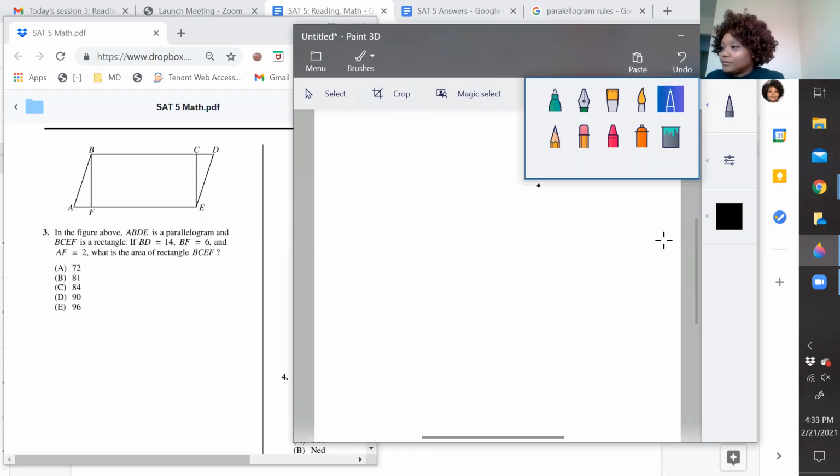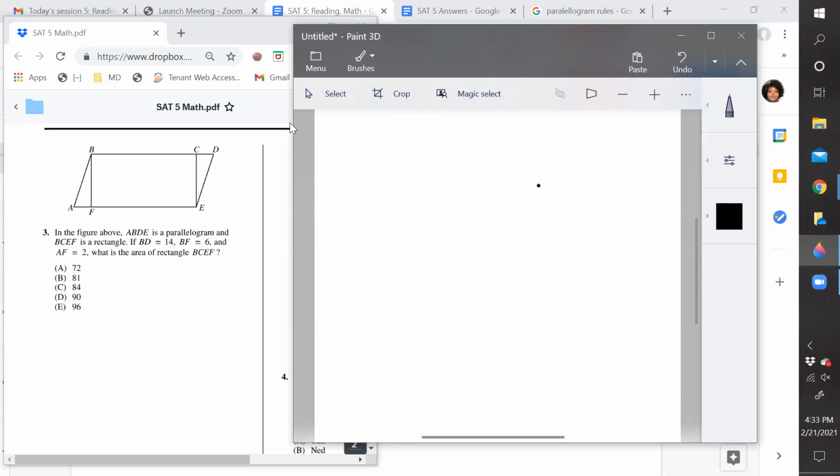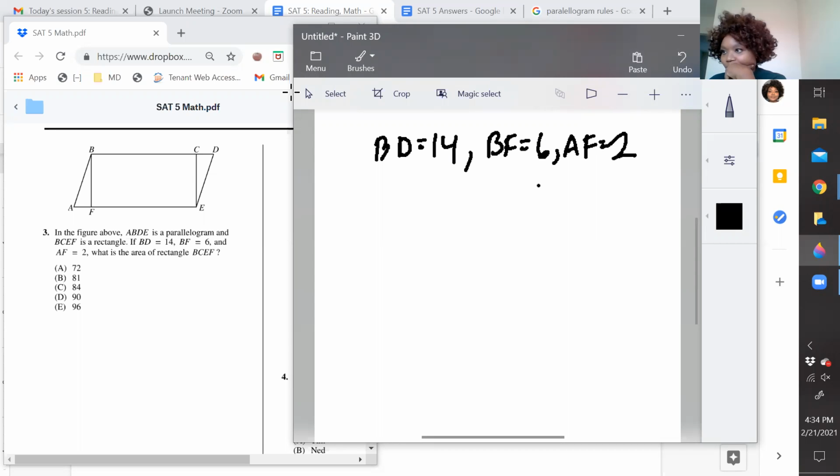Go ahead, please. Okay, so I got A for this. It gives some of the sides. So BD would be 14, BF is 6, and AF is 2. And BF is already a side of the triangle that we're trying to find the area of. So that would be 6. And then to find the longer side, I subtracted 2 from 14. Why did you subtract 2 from 14? Because that part is overlapping.